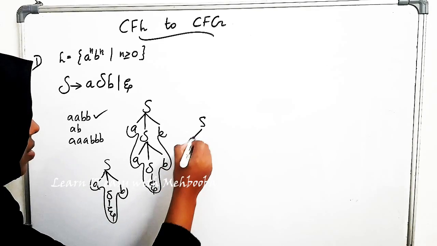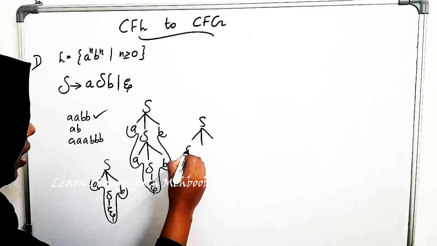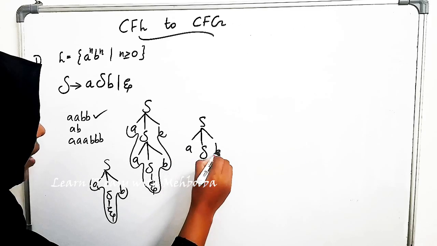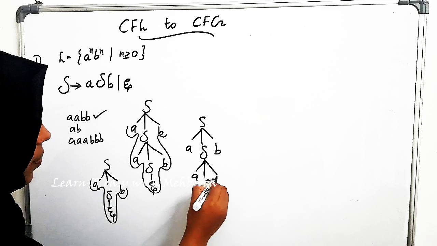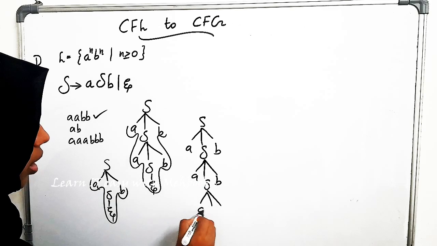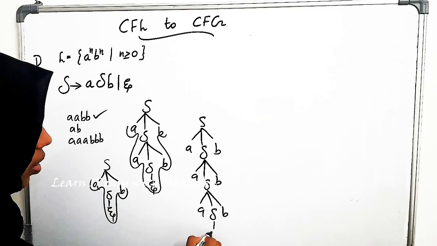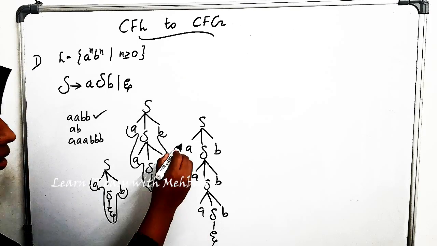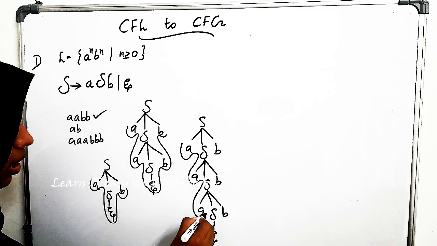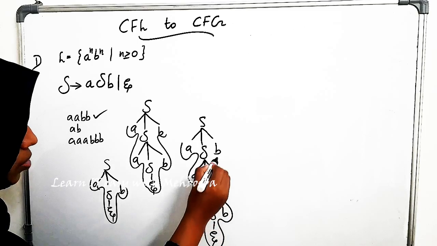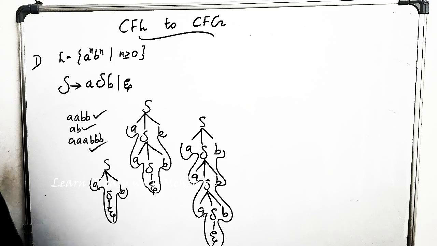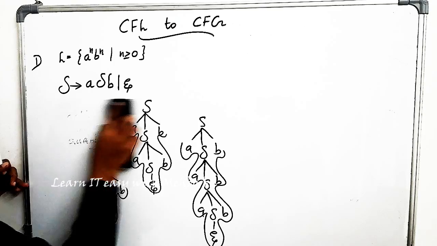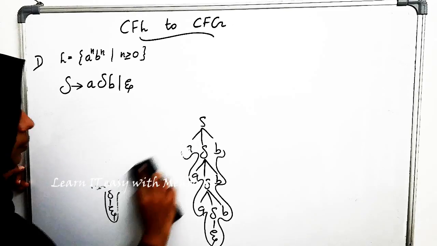Now S gives A S B. I need 3 A's and 3 B's. So A S B, I need one more A and B, so A A S B B. Now since I got 3 A's and 3 B's, I can stop. So the output is AAABBB. So I got this also. So our grammar is working perfectly. So this is how we write this. Okay, so that's it. We will move on to the next example.